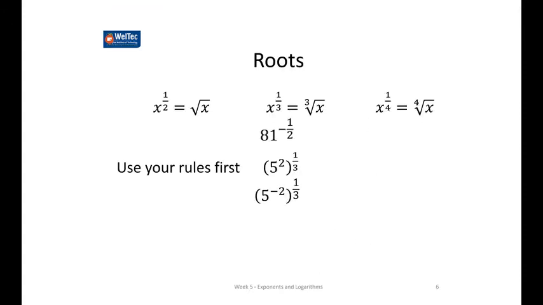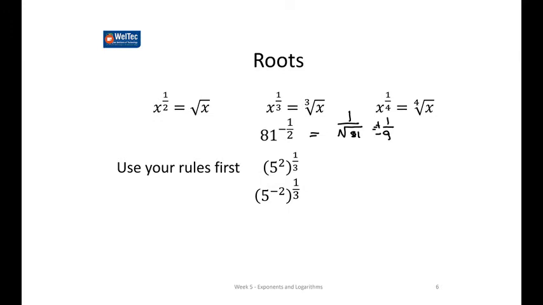Now we look at powers of x that are fractions, and x to the power of a half we can rewrite as the square root of x, x to the power of a third is the cube root, and so on. So 81 to the power of negative a half is the same as 1 over the square root of 81, which is 1 over 9. Don't forget it possibly is plus or minus.